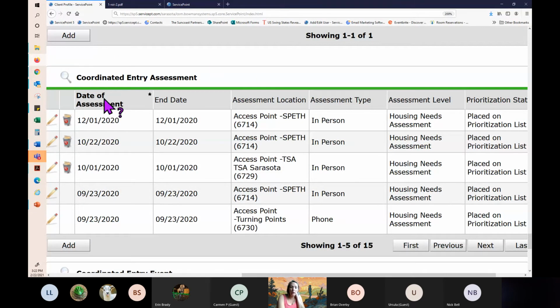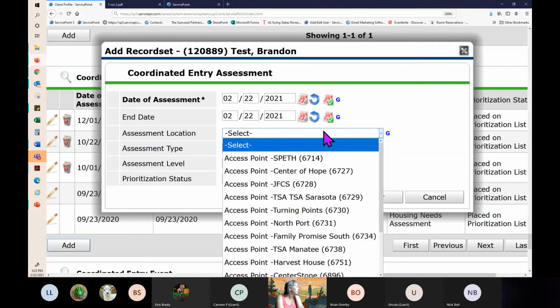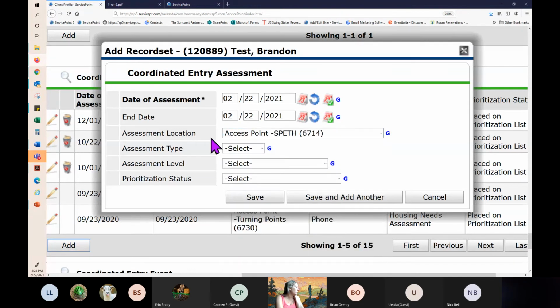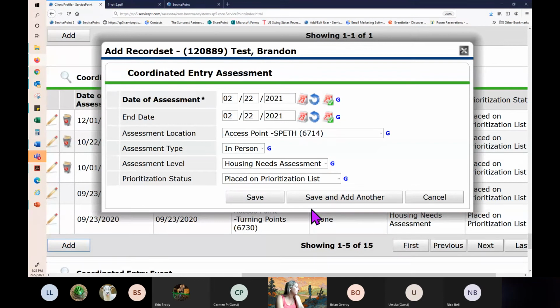From here, we add our coordinated entry assessment. This is very basic. We're going to add, click here. Assessment location is your location. The type is in person. The level is housing needs assessment. And your prioritization status is placed on prioritization list.